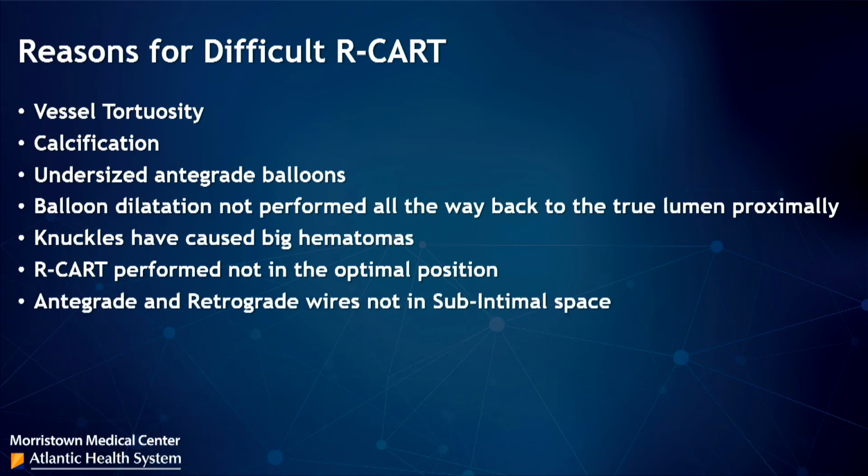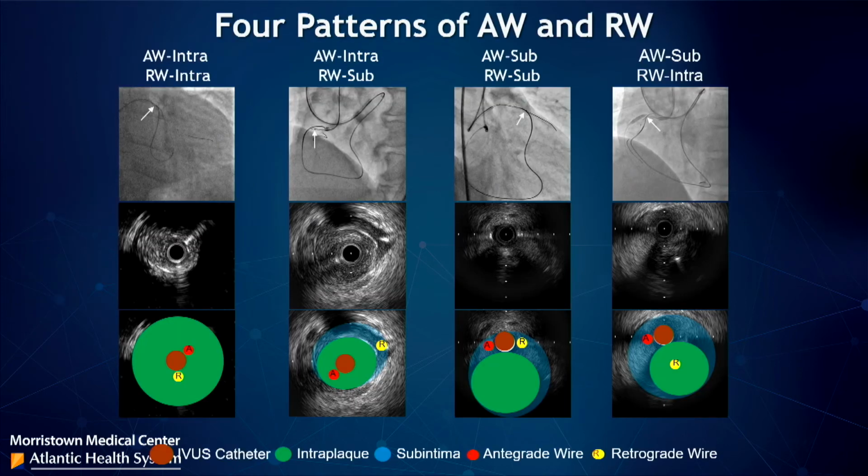And very similar, antegrade and retrograde wires are not in the subintimal space, which is the optimal position to make your reverse CART. This is a recently published study in EuroIntervention from Colombia and Akiko and our team, where you see the 4 patterns of antegrade and retrograde wires, and just focus on the right. The most difficult connection is when you have the antegrade wire in the subintimal space and the retrograde wire intraplaque. This is a situation where there was a need to redirect the wires and create different planes in order to make the connection.